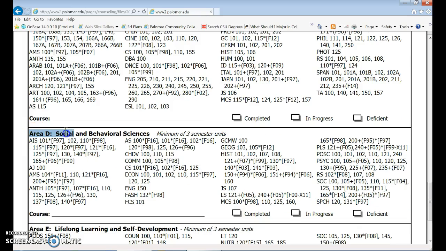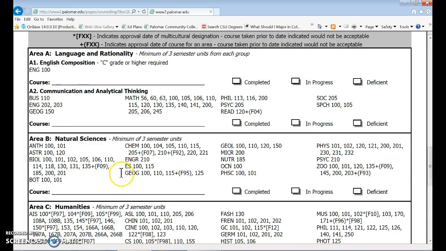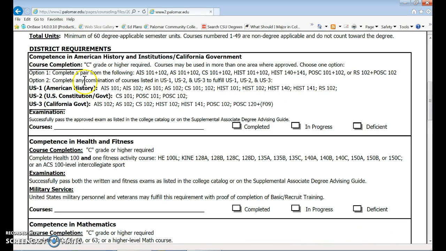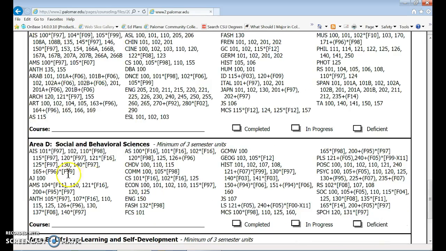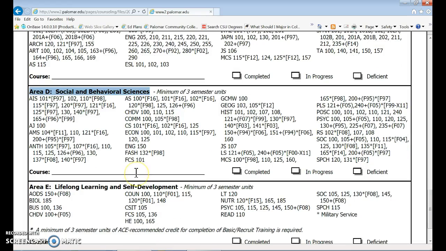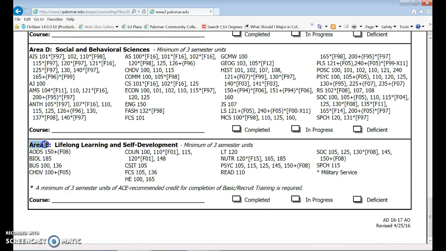Do not worry about Area D, the social and behavioral sciences, for a couple of reasons. One, if you took the AJ 100, that took care of it. But also, if you go back to the U.S. history classes, all of these classes take care of or fulfill the requirement for Area D. And then under lifelong learning and self-development, don't worry about that because if you took either the Health 100 or you have a minimum of 3 semester units if you're a veteran and you did basic training.